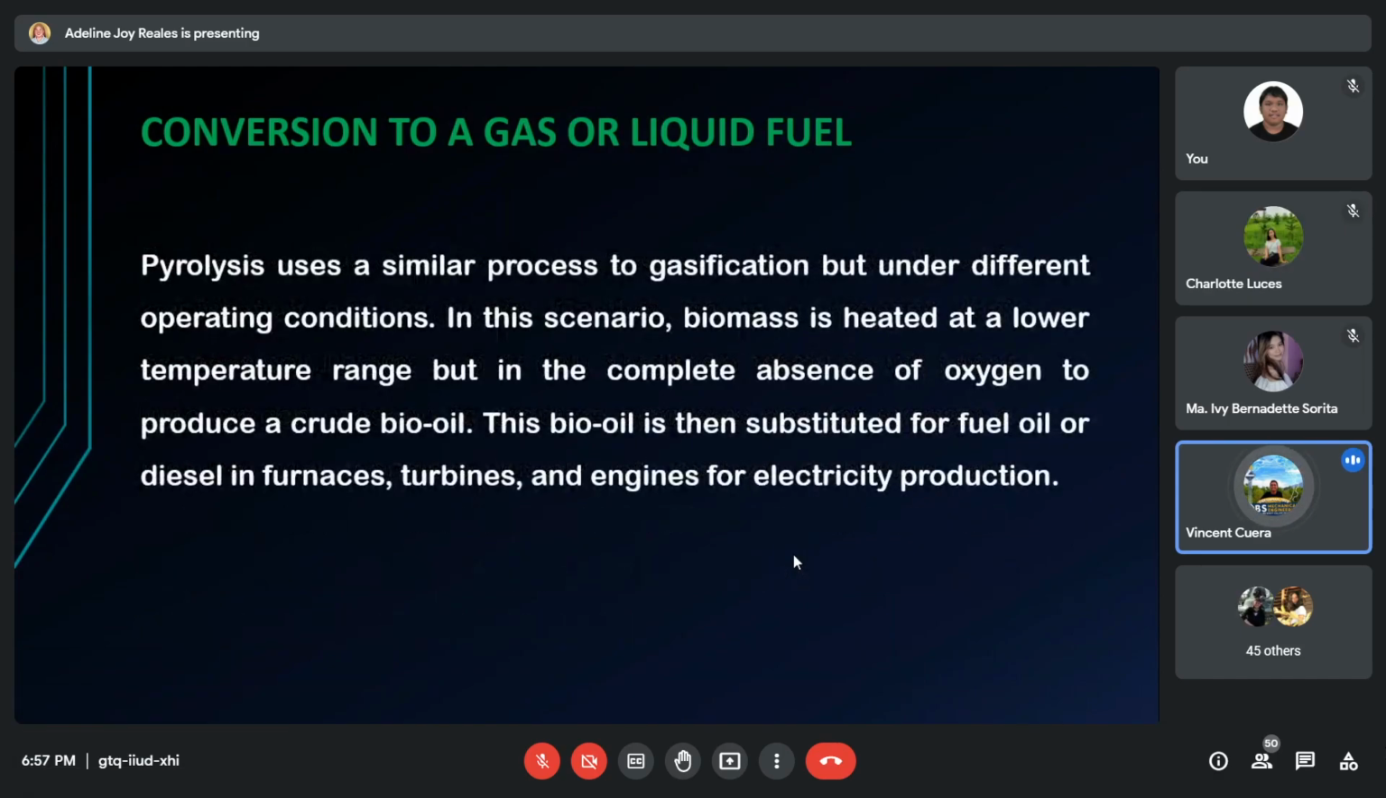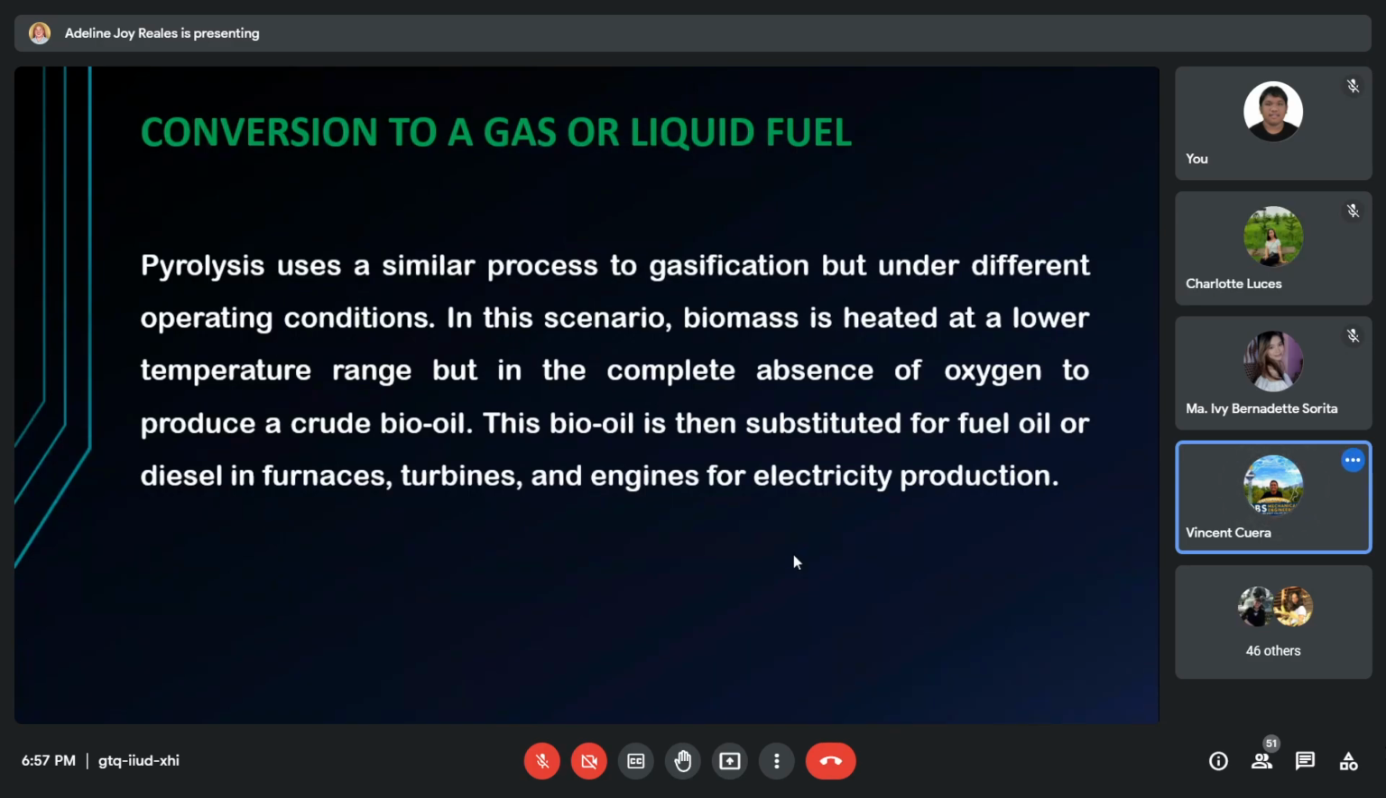So pyrolysis uses a similar process to gasification but under different operating conditions. In this scenario, biomass is heated at a lower temperature range but in the complete absence of oxygen to produce a crude bio oil. This bio oil is then substituted for fuel oil or diesel in furnaces, turbines, engines, and electricity production.